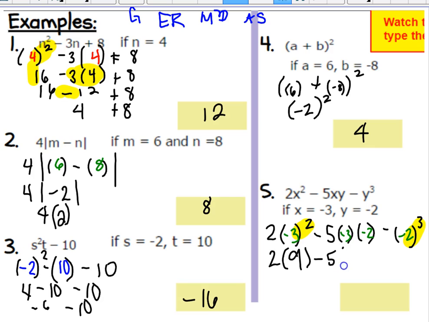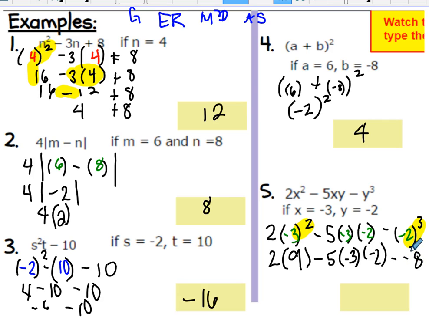I'm going to copy down everything else before I get to my next exponent. Now we've got to do this exponent. I've got negative 2 to the third power. That means negative 2 times negative 2 times negative 2. A negative times a negative times a negative is a negative, and 2 times 2 times 2 is 8.